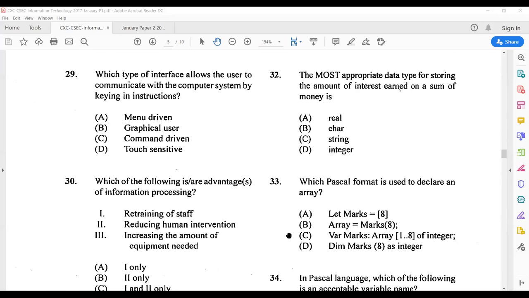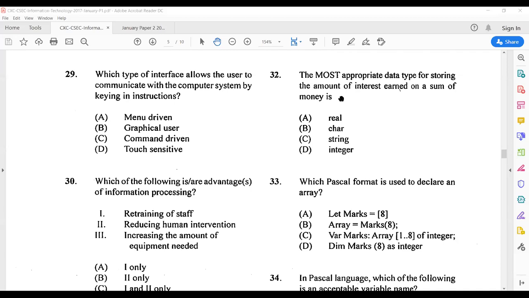All right. The most appropriate data type for storing the amount of interest earned on a sum of money is what? We have string, real, character, and integer. So you want to know the most appropriate data type for storing the amount of interest earned on a sum of money. The first thing to note is you're dealing with money, which is a numerical value, and therefore the amount of interest will be numerical also, right?